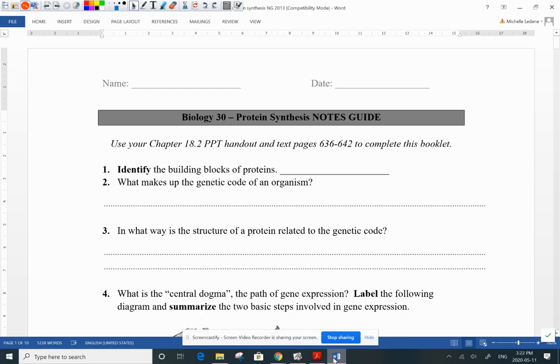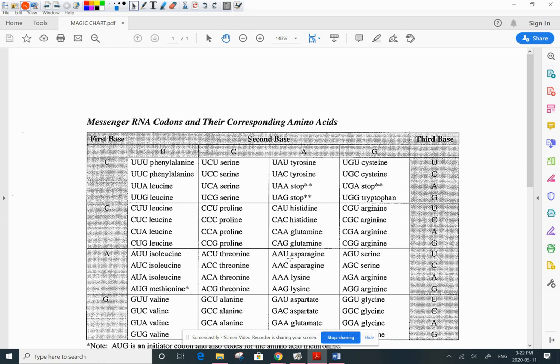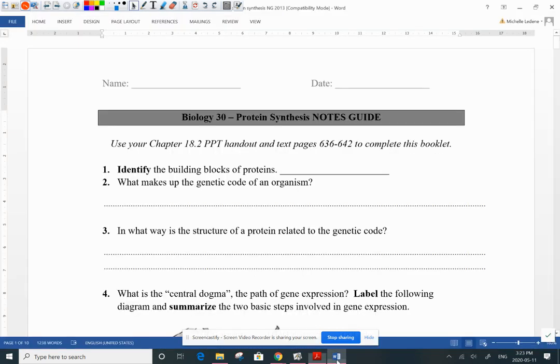Well, hello, Bio30s. We are going to talk today a little bit about protein synthesis. So I have for us here our little notes guide, and hopefully you've watched some videos and read through the slides. Now, in order to do this booklet, you need one more piece of information, and I have posted this for you guys. I call it the mRNA magic chart, and it shows you a list of the messenger mRNA codons and their amino acids. So you need this handout in order to complete this handout.